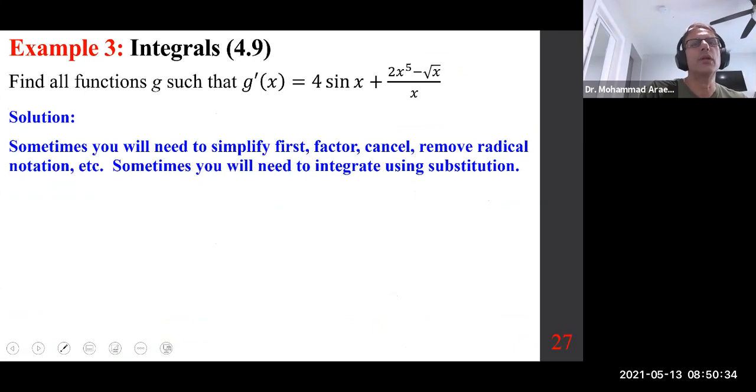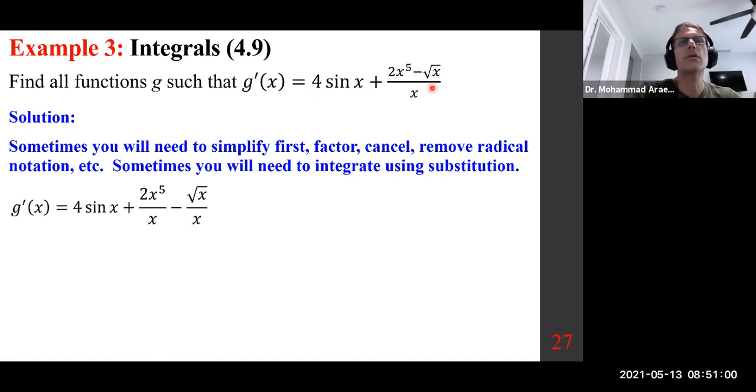As an example, if we want to do this one, here's the process. Sometimes you need to simplify first, factor, cancel, remove radical notation, etc. Sometimes you need to integrate using substitution, which is coming up. But basically that's it. So when you look at this one, this is fine. This guy, we can cut it into 2 fractions. Square root of x is x to the power of 1/2. In other words, first and foremost, do your algebraic techniques to write it such that you are ready to integrate. So you're going to integrate the right side.